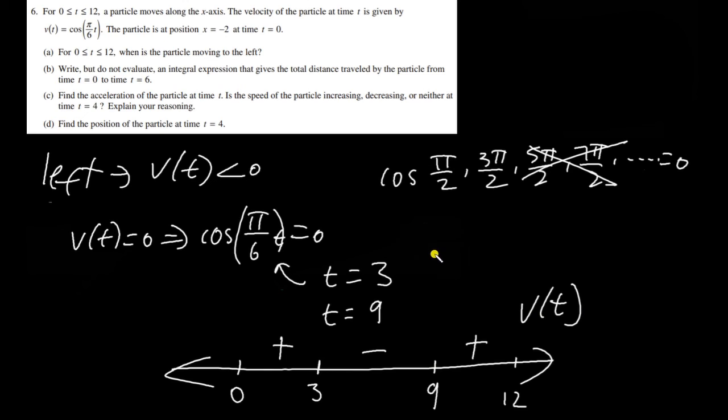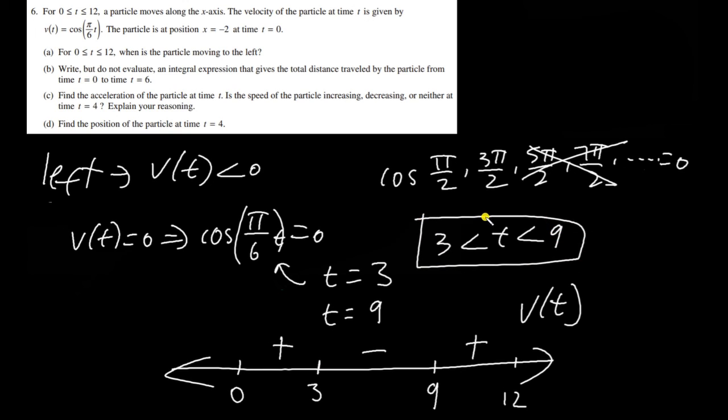So we'd say the particle is moving to the left when 3 is less than t is less than 9. This was a 2-point question: 1 point for realizing that we had to set the velocity equal to 0, and another point for the correct answer. Alright, part B. Write, but do not evaluate, an integral expression that gives the total distance traveled by the particle from t equals 0 to t equals 6.